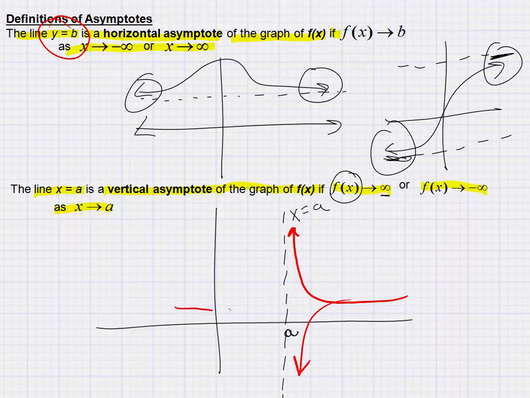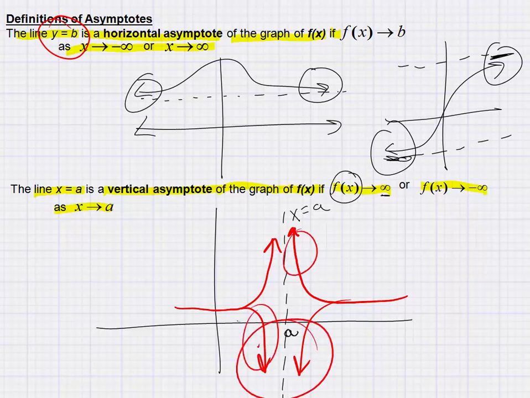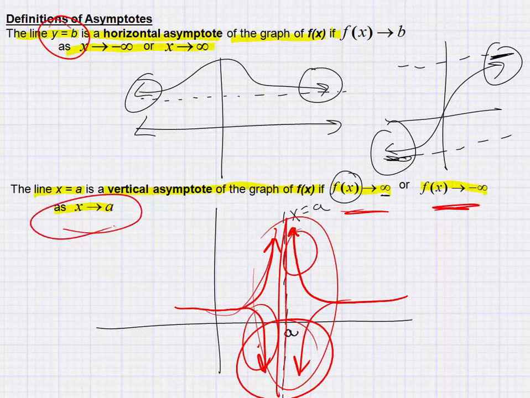And on this side, it could do the same thing. They could both go up. Both sides here could go down, one side up, one side down. That all depends on the function, but the idea is as I get closer and closer to this vertical line, my graph goes up or goes down, then that line is considered to be a vertical asymptote. Y goes to positive or negative infinity as x gets closer and closer to that line.